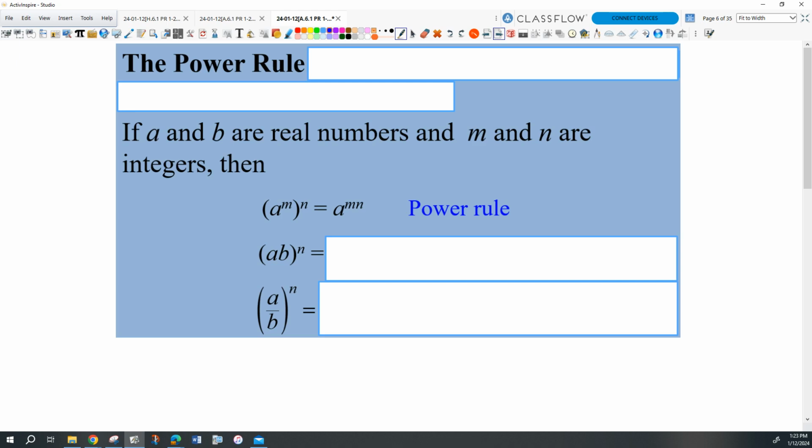This time I'm raising a power up to another exponent. Then I multiply the exponents. So what do you think happens when we have either a product or a quotient taken to a power? What can I do with that exponent? Distribute both. I can distribute it.